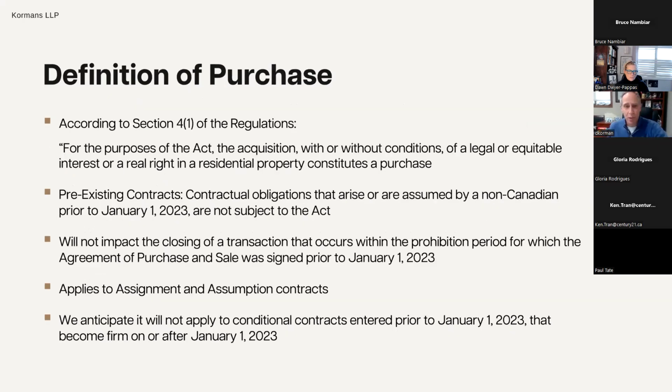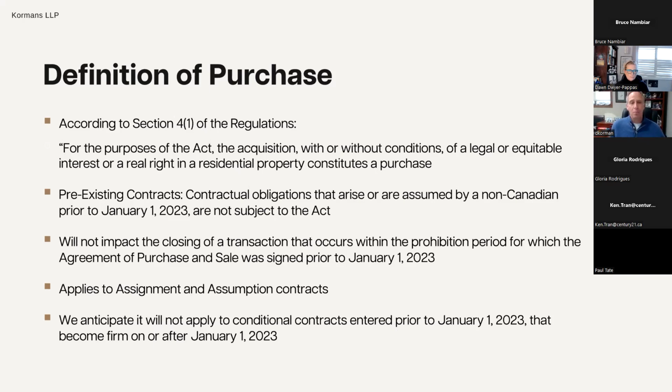There's also a definition of purchase, which we didn't have till the regulations came out, like what's considered a purchase. So a purchase is considered to be an acquisition with or without conditions. That's very important. Of a legal or an equitable interest or a real right in a residential property. That's considered a purchase. So a pre-existing contract, if it was signed prior to January 1, no problem, doesn't fit in. You can still continue and complete that transaction, even though you're closing after January 1, 23, because the contract was signed beforehand.